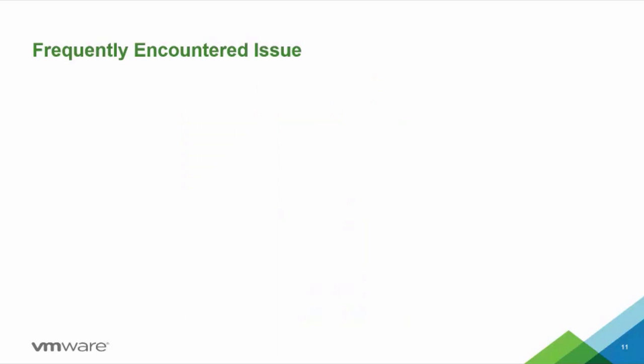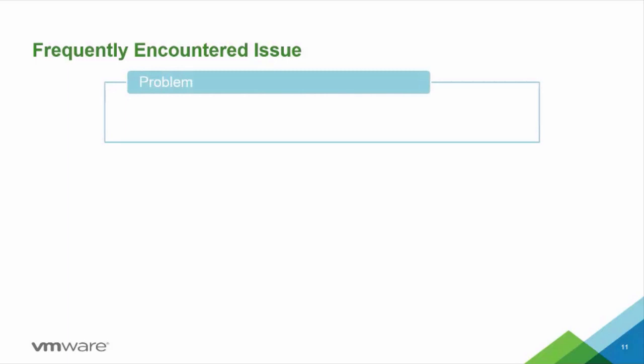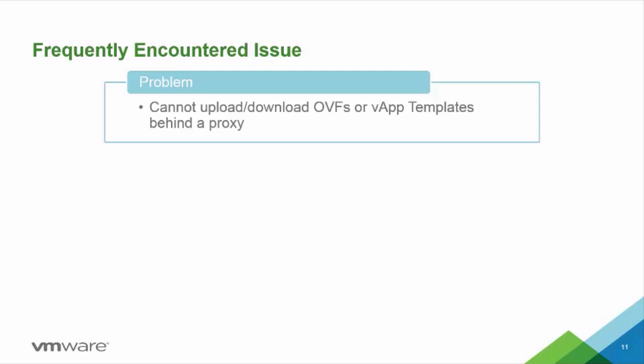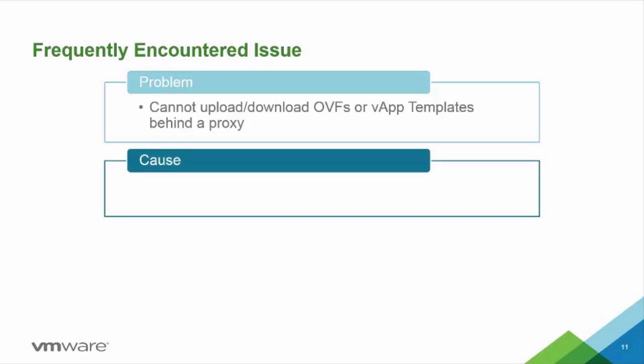A frequently encountered issue we would see, and this is something that has come up quite recently, would be customers stating that they can't upload or download OVFs or vApp templates when behind a proxy. The cause of this is that the OVF tool, which is new in 5.5, is a standalone product which launches on the client and is used to upload the media and OVFs. This product itself is unable to acquire the correct proxy settings.